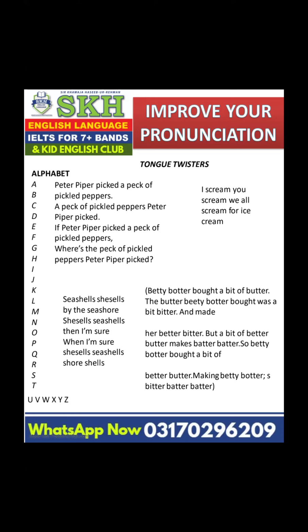Seashells, she sells by the seashore. Seashells, then I am sure. When I am sure, seashells, she sells seashells, short shells. Betty Butter bought a bit of butter. The butter Betty Butter bought was a bit bitter and mad. So Betty Butter bought a bit of better butter, making Betty Butter's bitter better.